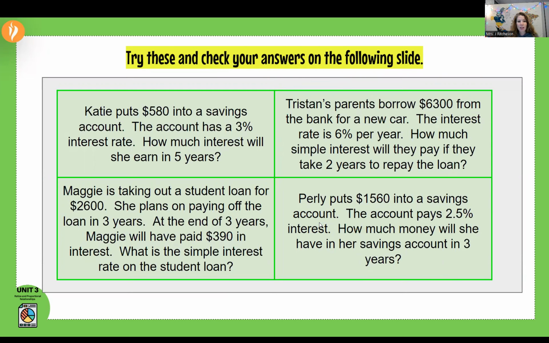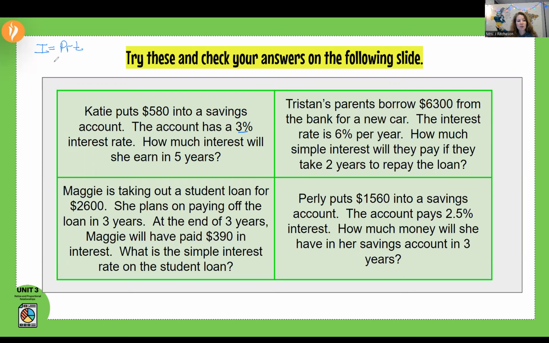All right, so I hope you guys tried them on your own. So Katie puts $580 into a savings account. So that would be the principal. The account has a 3% interest rate. How much interest will she earn in 5 years?